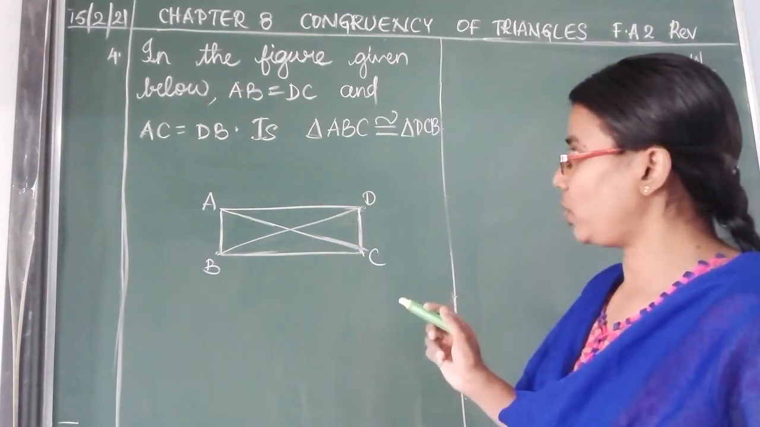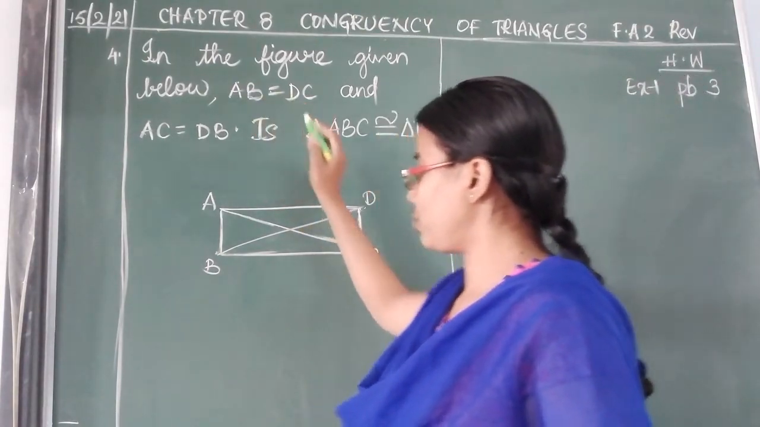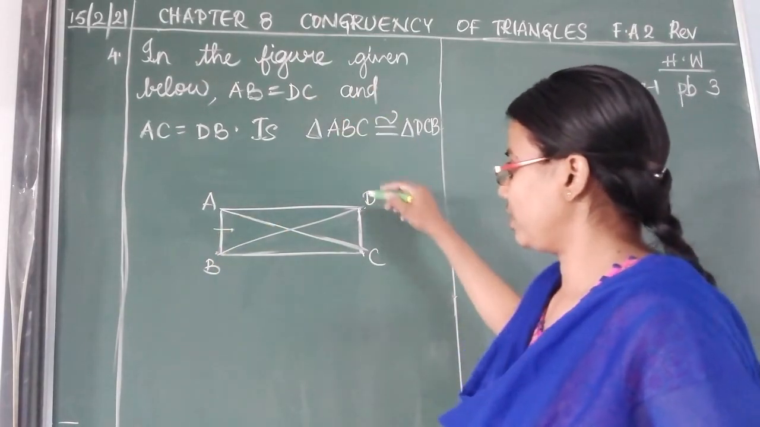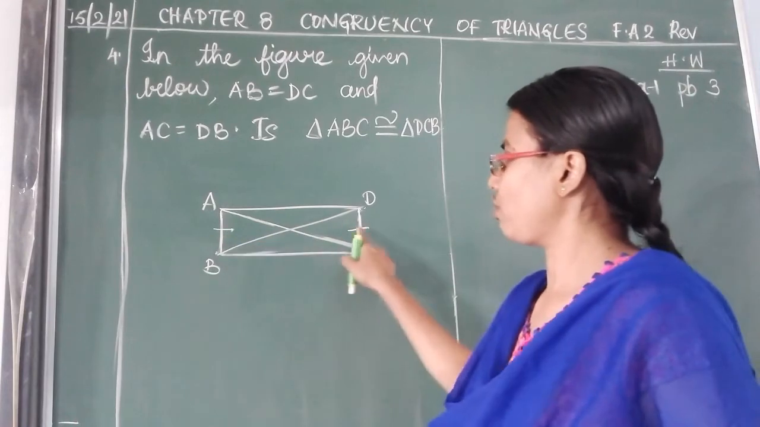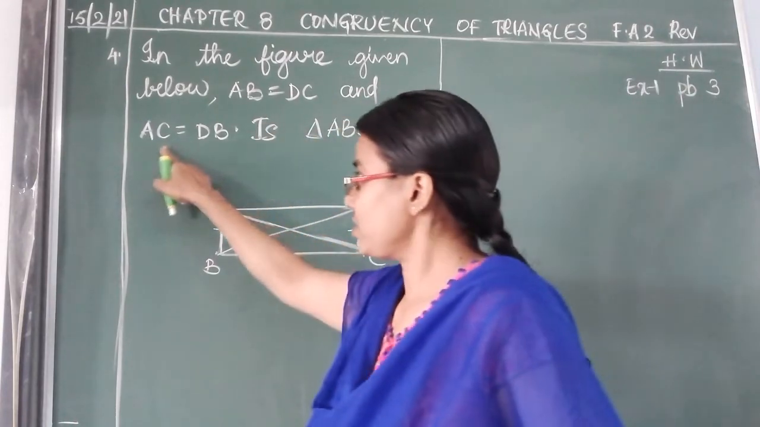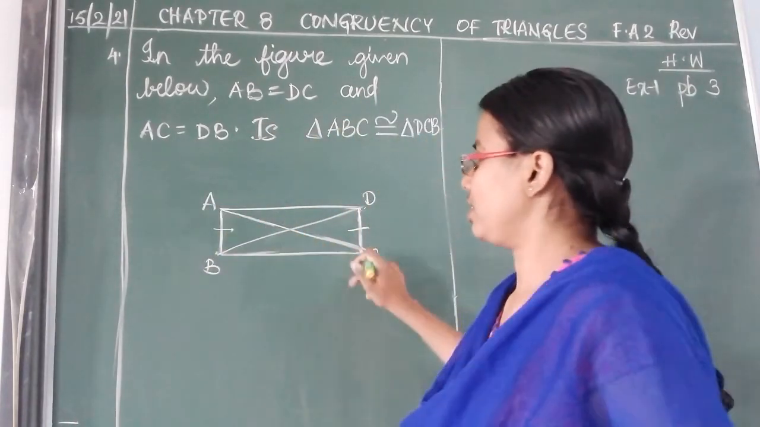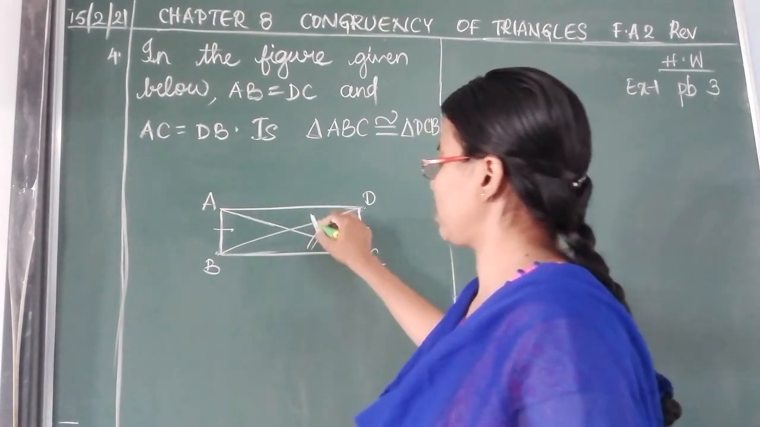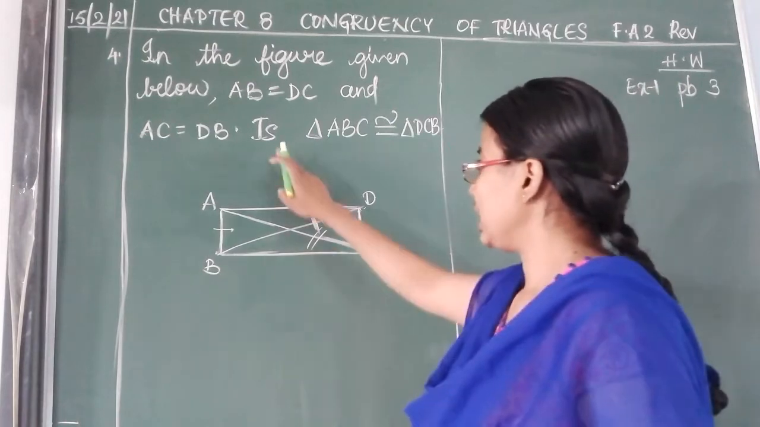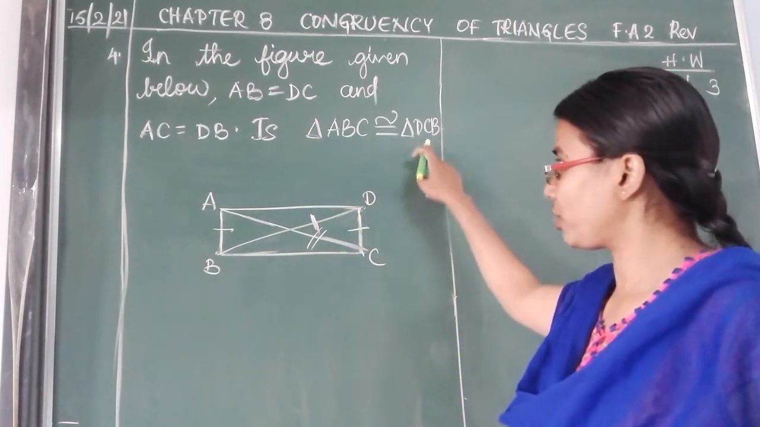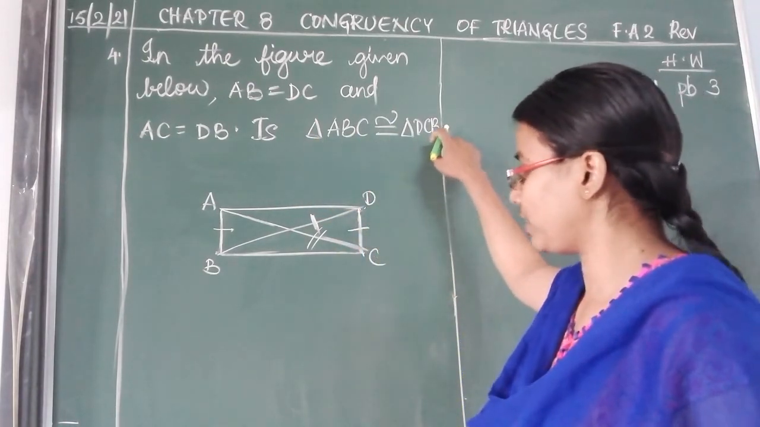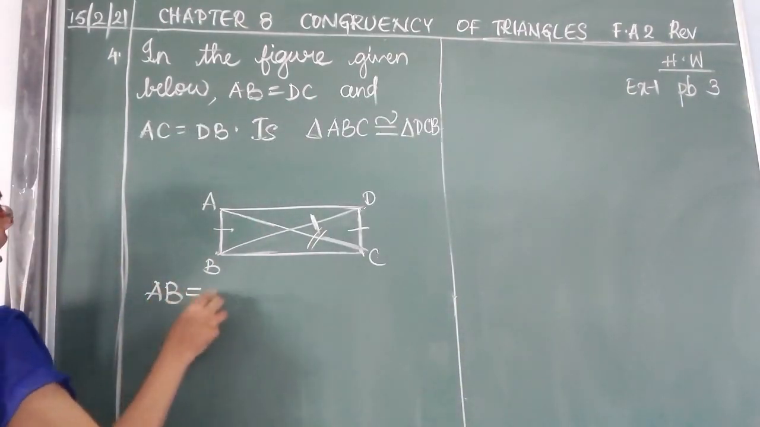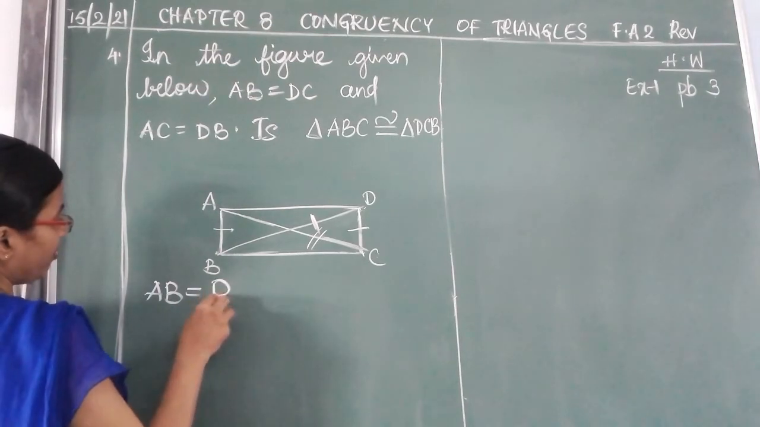In the figure given below, AB is equal to DC. These two are equal, and AC, that is the diagonal, is equal to DB. DB is also a diagonal, these two are equal. Is triangle ABC congruent to triangle DCB? This is the question given. So let's write what is given.